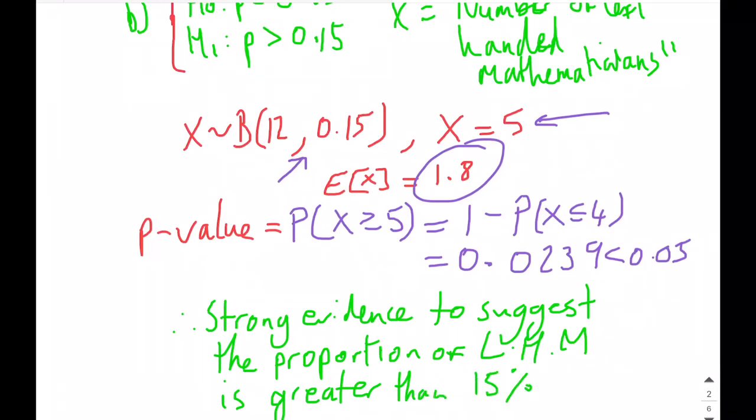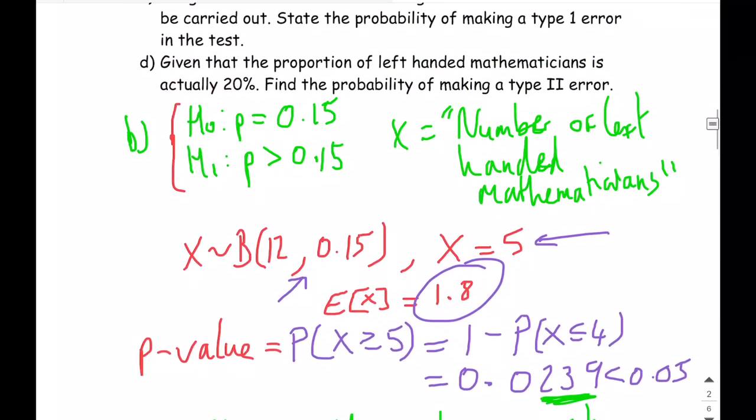15%. Again, the strong evidence to suggest there's still, remember, a 2.39% chance, about a 2% chance that H0 is true if I find 5 or more people out of 12 are left-handed. So there's still a 2.39% chance there that they are just like the rest of us, those mathematicians. But that's quite unlikely. So there is evidence to suggest that H0 is not true, and we should probably favour H1. Okay.